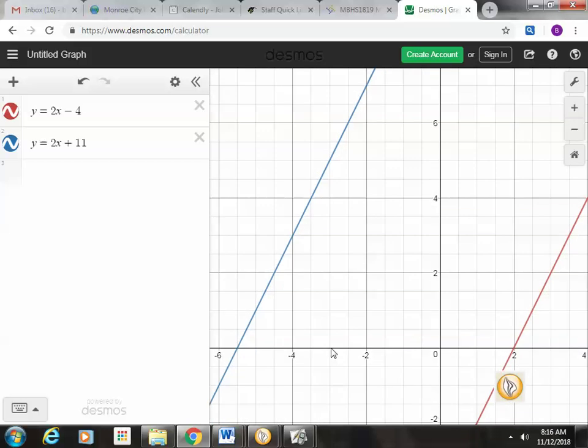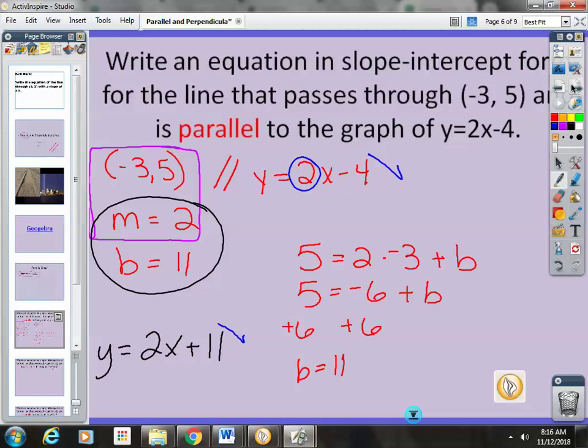Okay, here's negative 3 right here. Negative 3, 5 would be right here. There we go. Does our line go through negative 3, 5? Absolutely. So we're just proving here that our lines really are parallel and that the line of the equation we just wrote really went through the point of negative 3, 5. Okay, let's try another one.